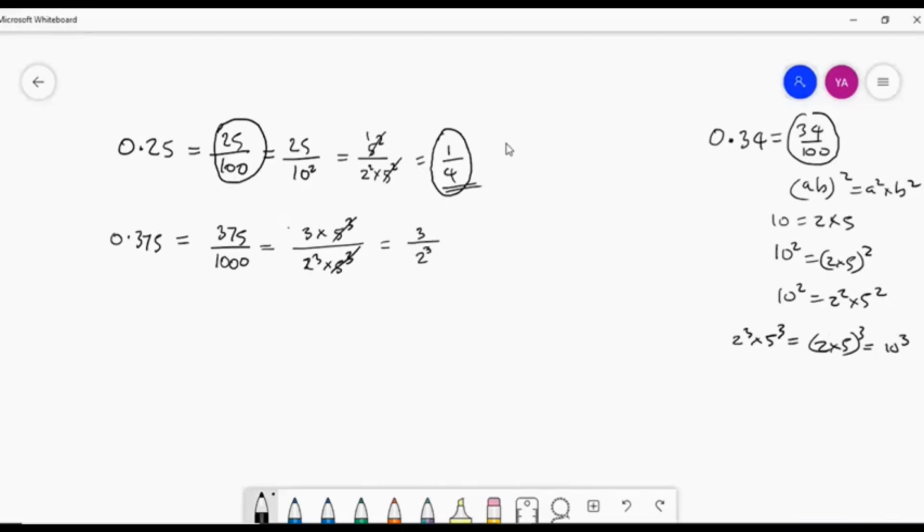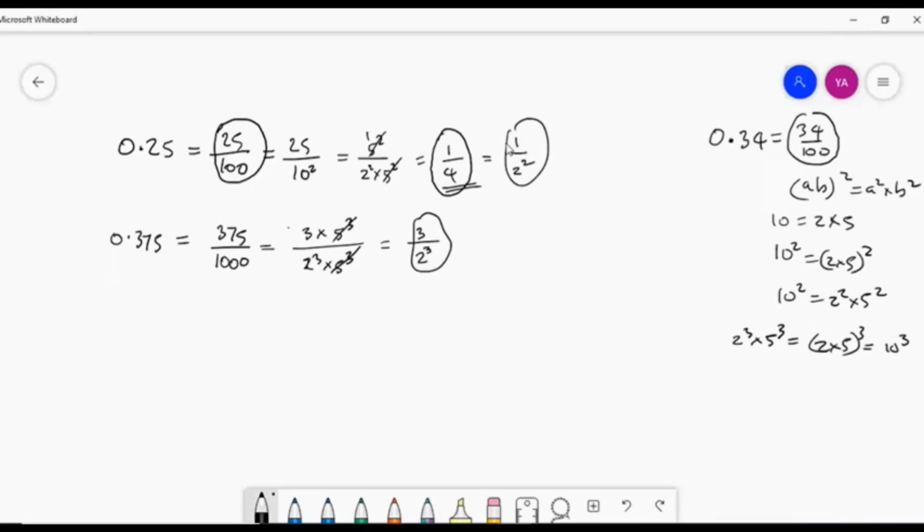I think this is enough, 3 by 8, to get some general idea. The previous example was also 1 by 4. To make some generalization, it is better to stop at this last step, then we can make some general idea easily.